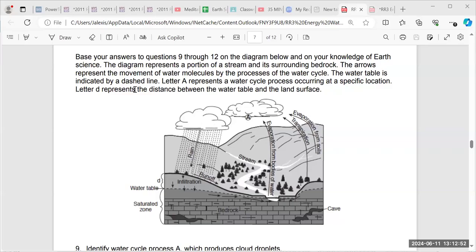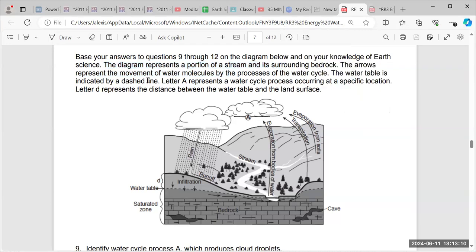All right, so this is Regents packet number 3, starting with question 9. It says, base your answers to questions 9 through 12 on the diagram below and on your knowledge of earth science. The diagram represents a portion of a stream and the surrounding bedrock.